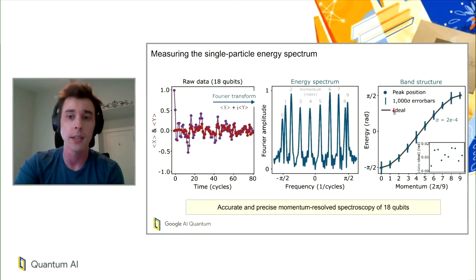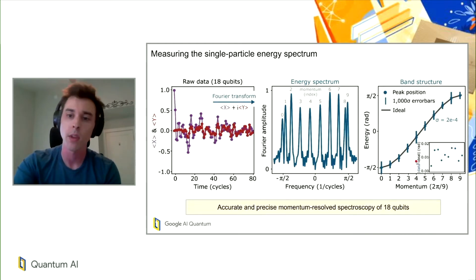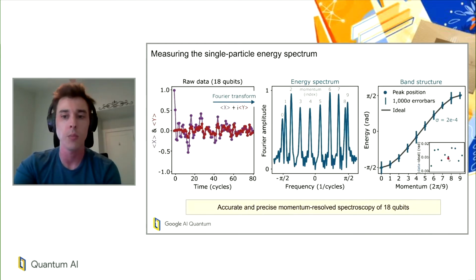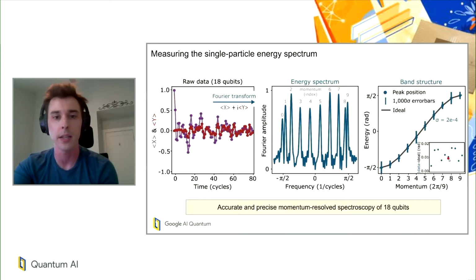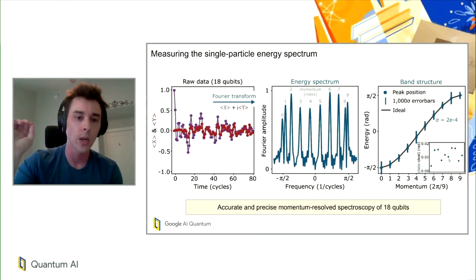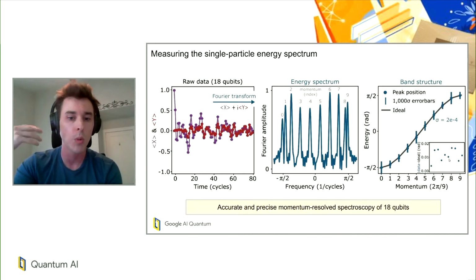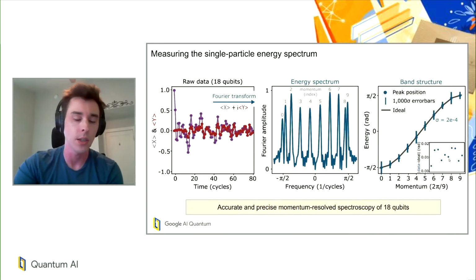In addition, I can plot the ideal band structure as a black line, and look at the difference between the data and the ideal. This is a metric of how well our system is performing. You can see that we can accurately get the peak position at the level of 0.01 radians. For a large 18 qubit experiment with very large depth, these are quite amazing results. What I'm showing here is that we can accurately and precisely resolve these peaks using momentum resolved spectroscopy in an 18 qubit experiment.